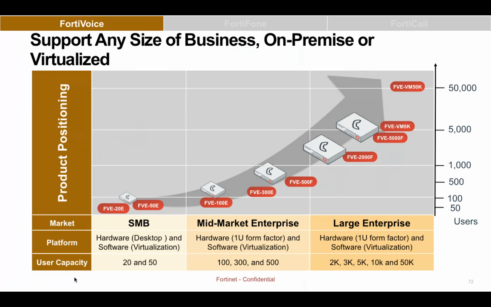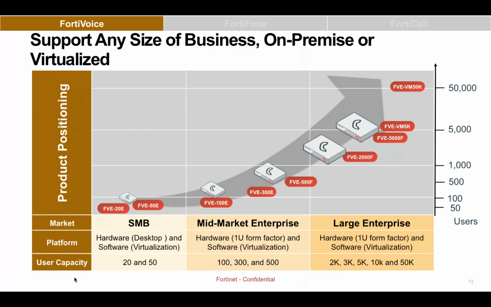If you go for a large enterprise deployment, we support a VM platform, where we can scale up to 50,000 SIP extensions on a Forti IP PBX platform. So it's a choice of the customer. Starting with the 100 FVE or an enterprise model, we offer the FortiVoice platform on a VM platform as well.